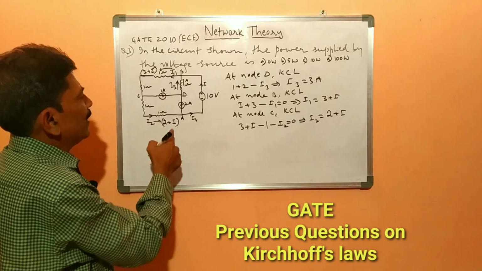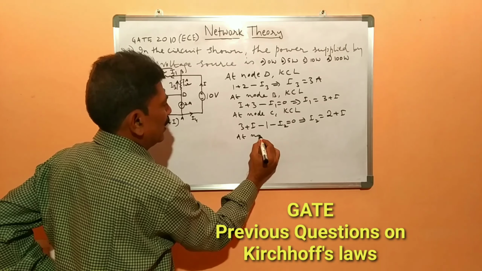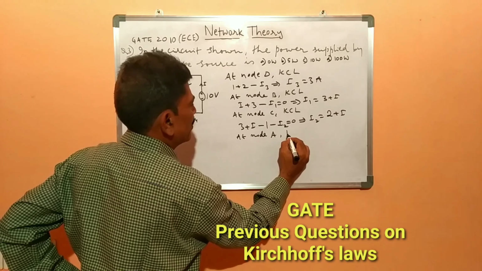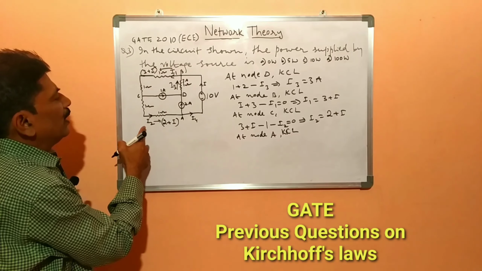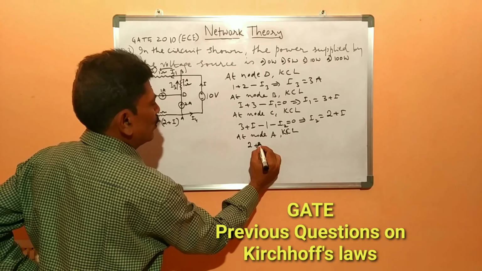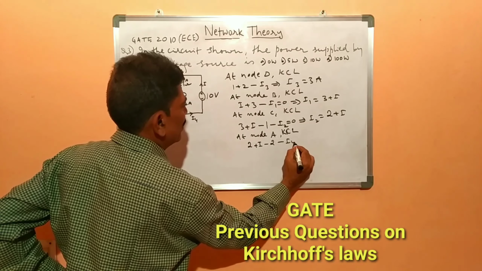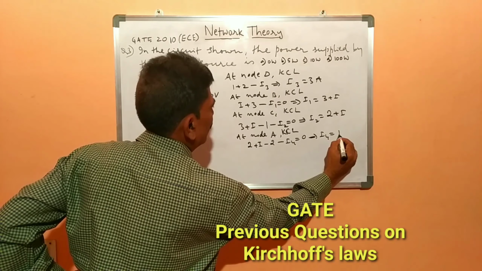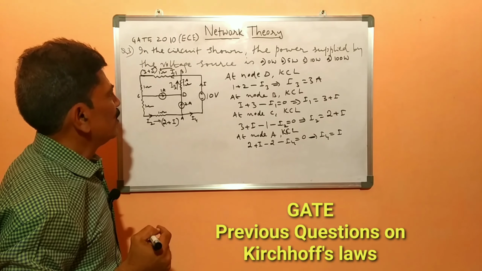And if you apply Kirchhoff current law at node A, we will get 0. At node A, let us apply KCL. I2 is entering, 2 amperes leaving. So 2 plus I minus 2 amperes leaving, and I4 is also leaving, which is equal to 0, which implies I4 is equal to I. So it is nothing but the current delivered by the 10 volts voltage source.